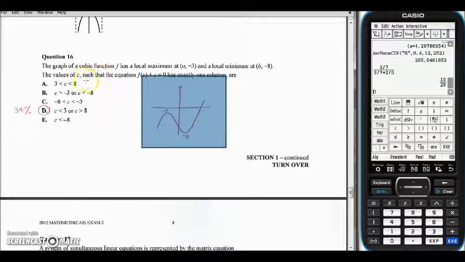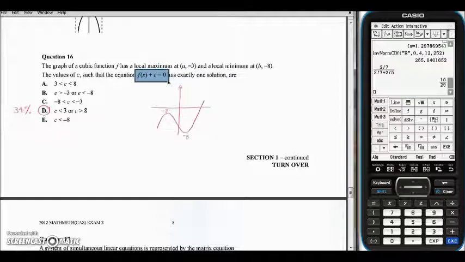So what are the values of C such that the equation f of x plus C equals 0 has exactly one solution? So it's a fancy way of asking you, this cubic here, what can I add to it? How can I move it up or down so that the cubic only has one x-intercept? And as it stands, the cubic already has one x-intercept. So if we add on a number, we want to add on something so that it still has only one x-intercept.